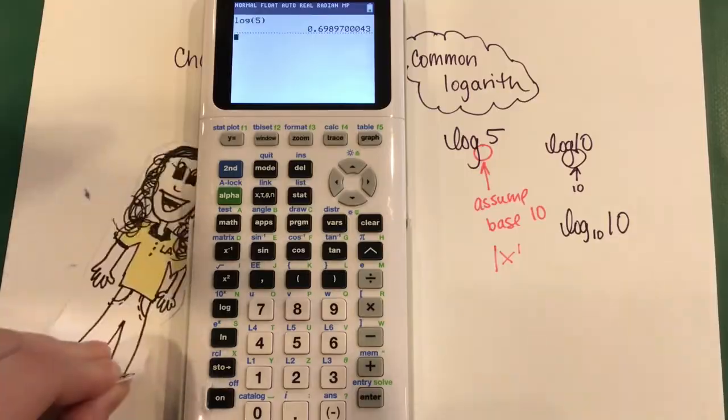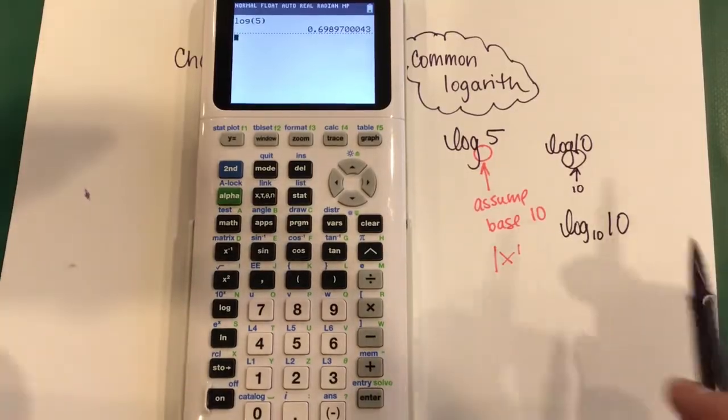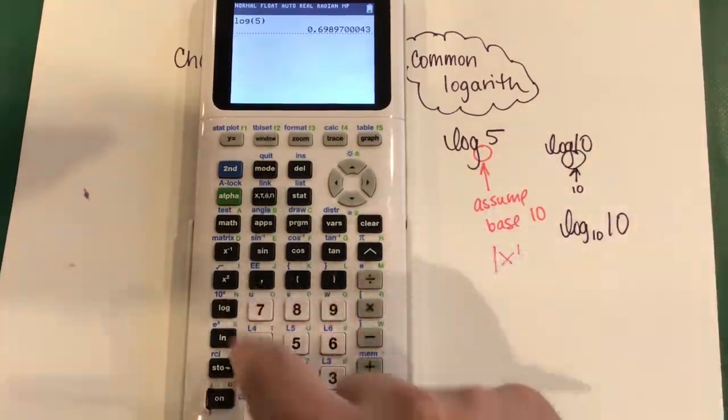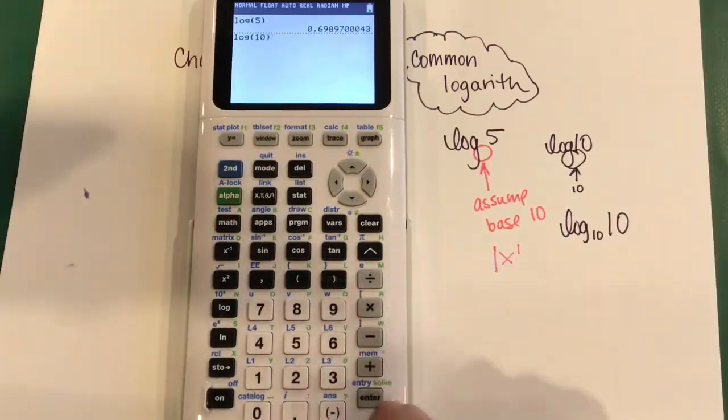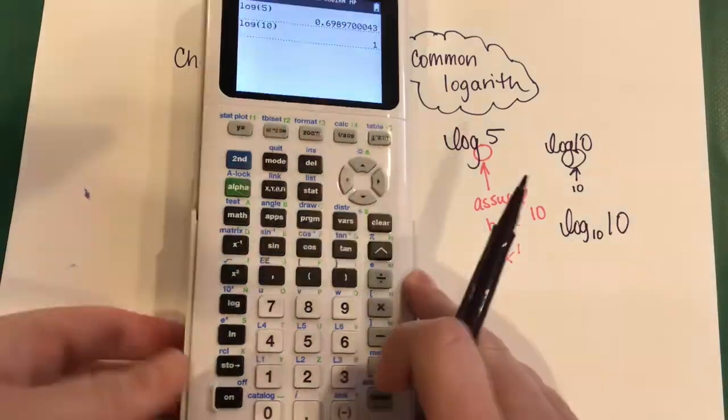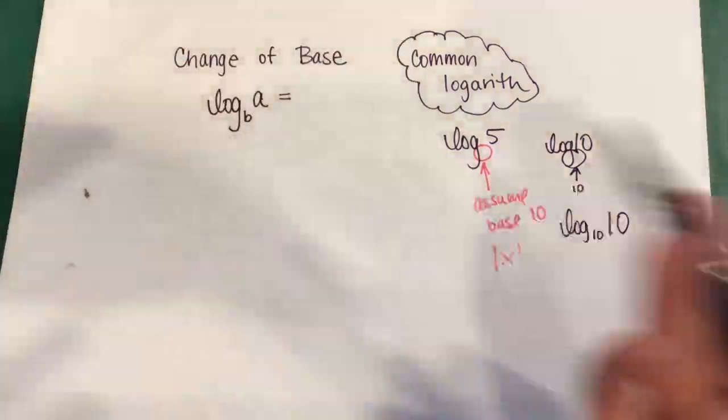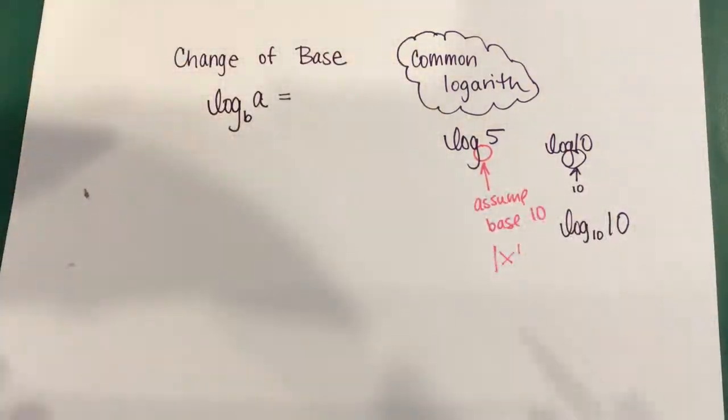Yeah, I think it's 1. It's 1. Okay, so log of 10 is 1 because the base is 10. Now, what happens if your base isn't 10 though? How do I use my calculator?